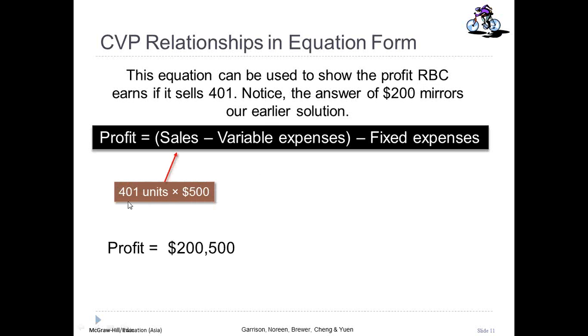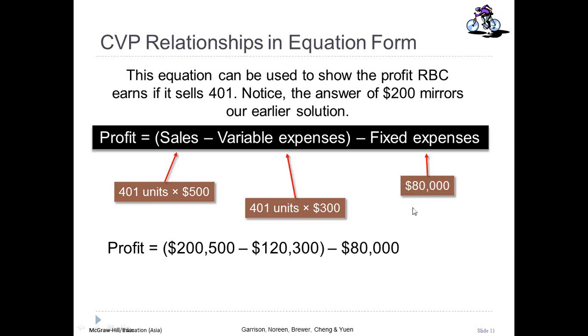In this example, we sold 401 units at $500. That's the sales price. There's your total. This is your total sales revenue. 400 units at $300 each as the variable expense comes to this number, and here's our fixed expenses. So this equation will give us $200 profit.